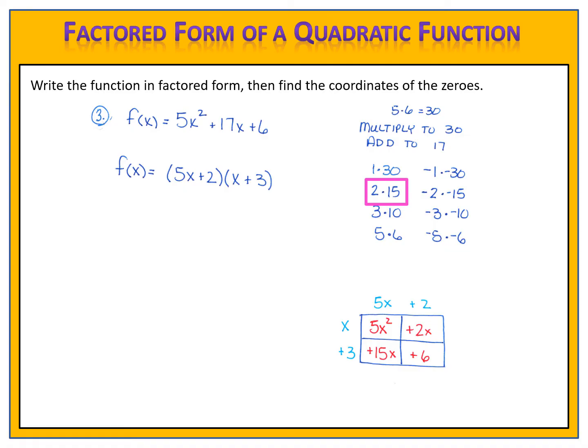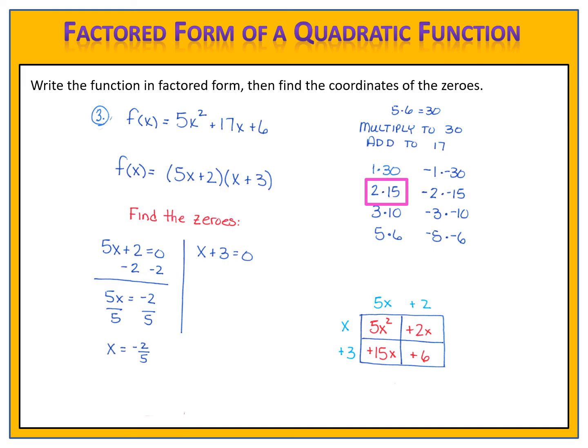Now I want to find the zeros. I take each factor, 5x plus 2, and make that equal to 0, x plus 3, and make that equal to 0. Solve each equation for x. Subtract 2, divide by 5, x equals negative 2/5. In the second equation, subtract 3, x equals negative 3. These tell me the locations of the zeros. X equals negative 2/5 means I have a 0 at negative 2/5, 0. X equals negative 3 means I have a 0 at negative 3, 0.